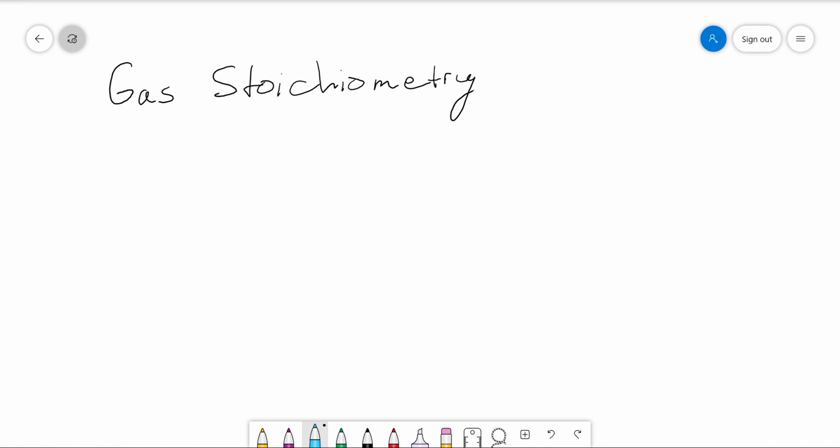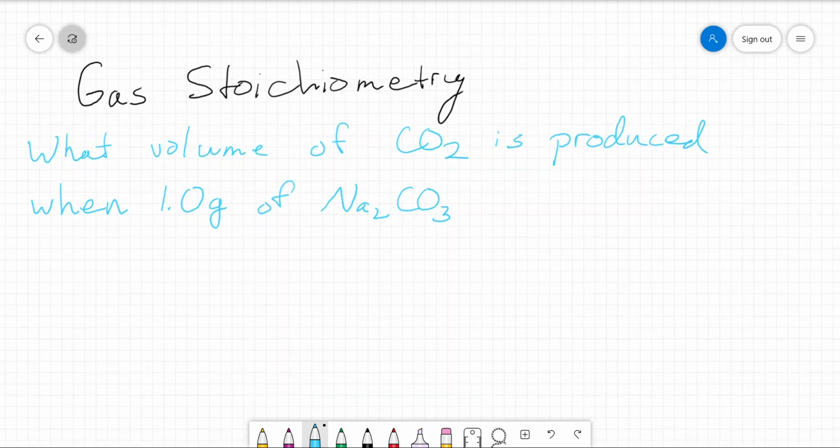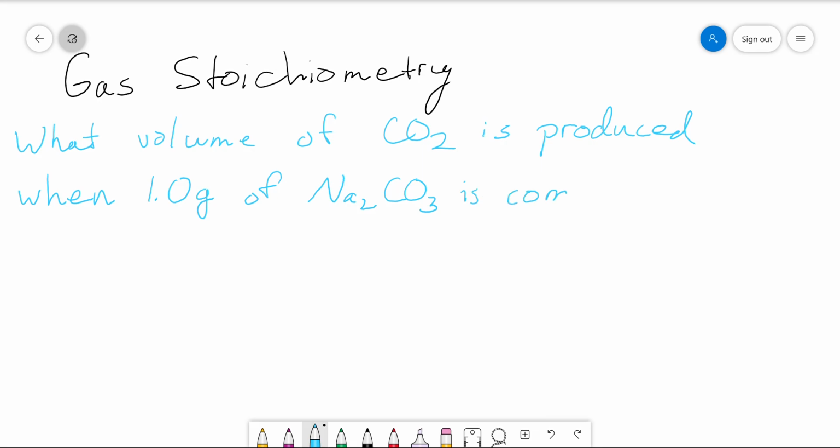Okay. So let's just work our way through this problem. I'm going to give you an example. We'll work our way through it. So what volume of CO2 is produced when 1.0 grams of sodium carbonate is combined with 100.0 mLs of 0.15 molar HCl at STP.